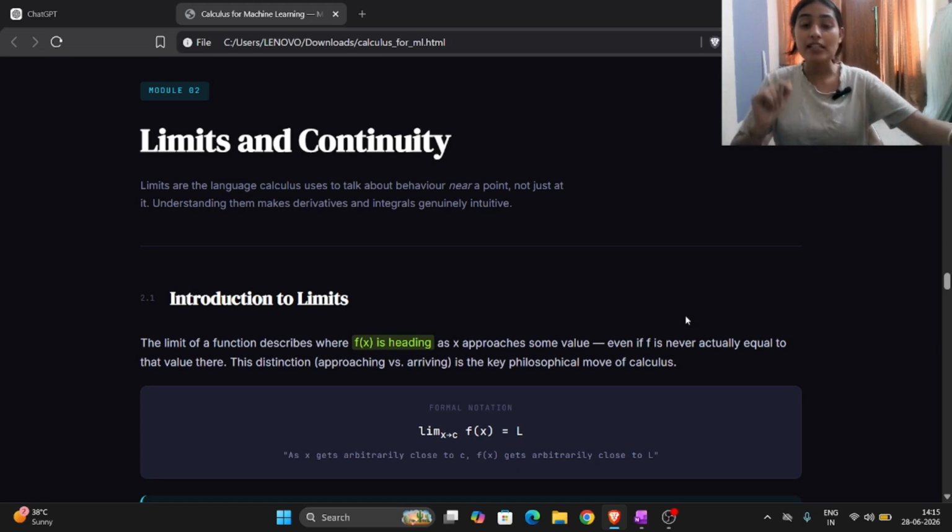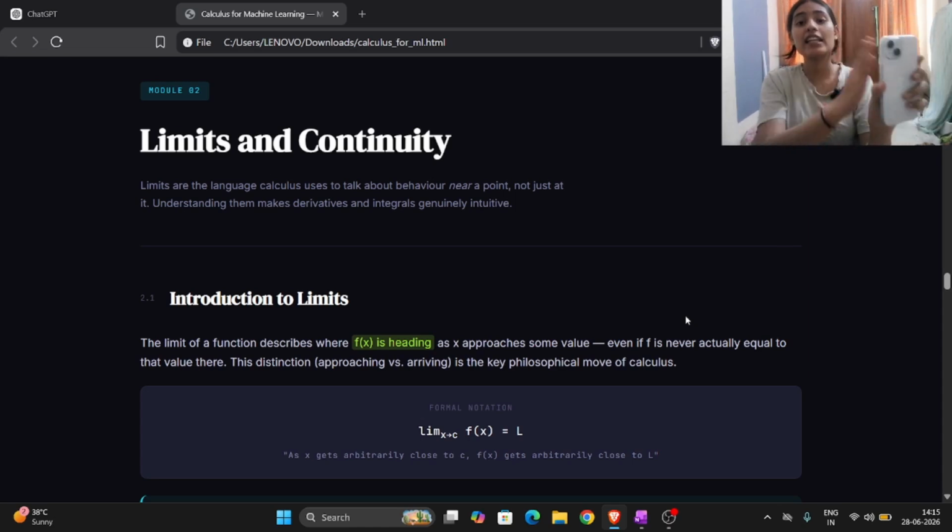So what are limits in the language of calculus? When we talk about behavior near a point, not just at the point, we are talking about the whole journey of a point. We are not talking about the starting point and end point, which means question and answer. We are talking about its whole journey. It's the path, its behavior by following that particular rule. So this is what limit is all about.